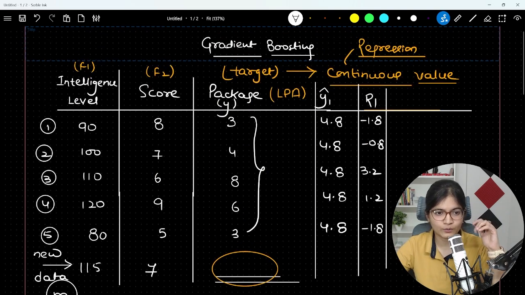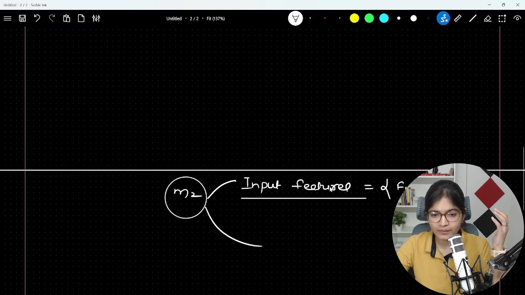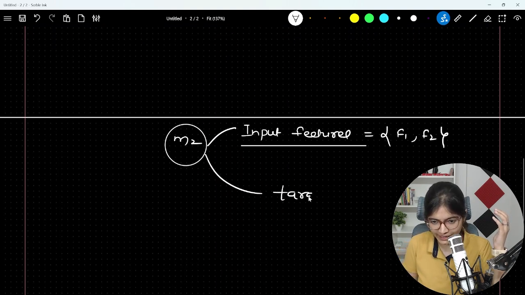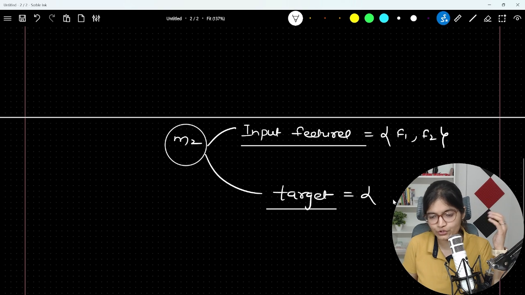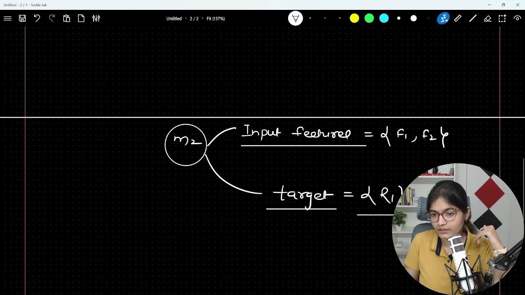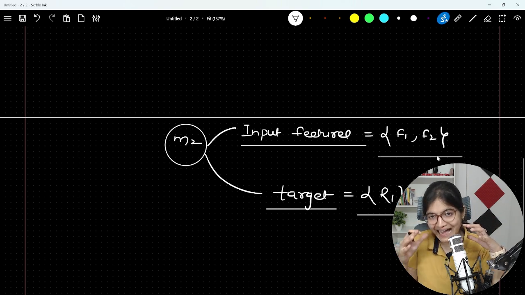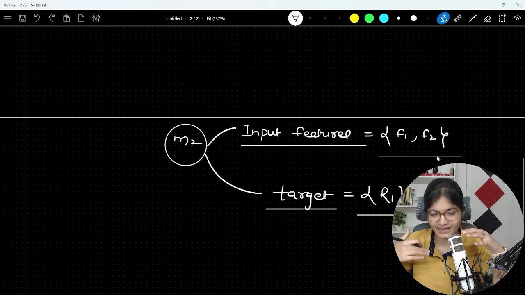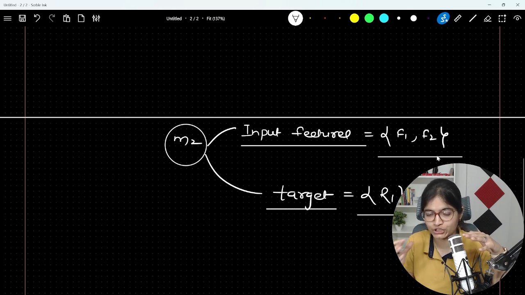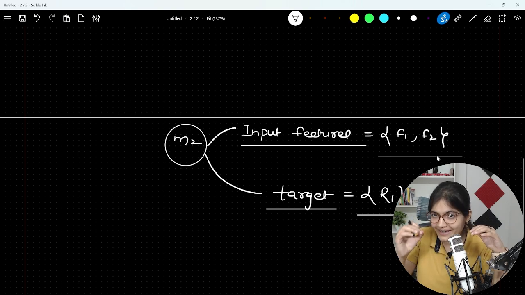Which is nothing but the intelligence level and the score. But your target feature, or target column, is nothing but the residual R1. And this is one of the interesting points. In gradient boosting, always remember that as you progress and apply multiple decision trees, or any kind of algorithm you want to apply in machine learning, your next upcoming feature as a target value will be the residual one. So this is the important idea given by the gradient boosting algorithm.